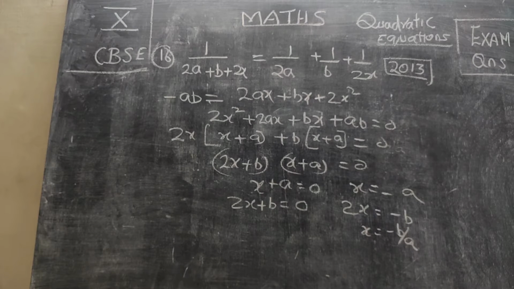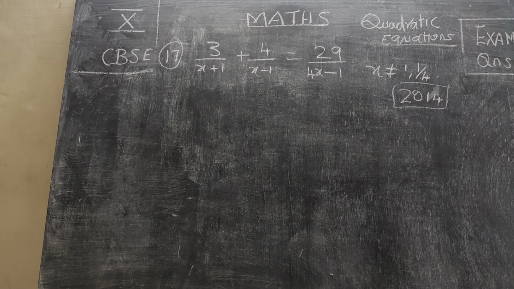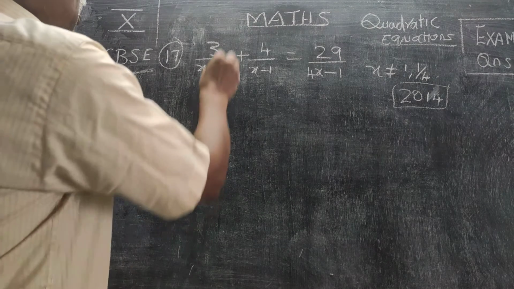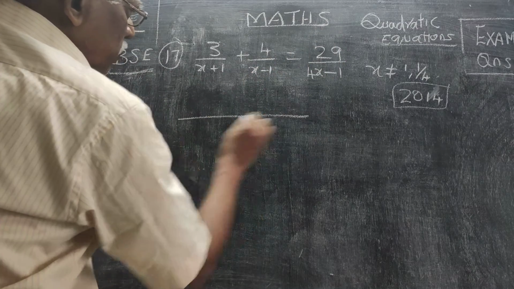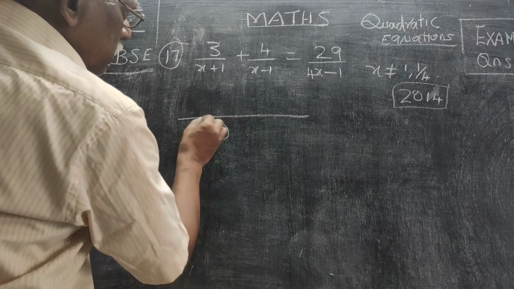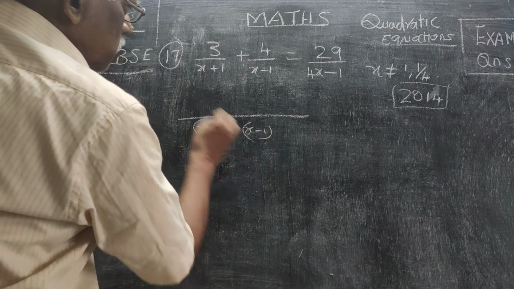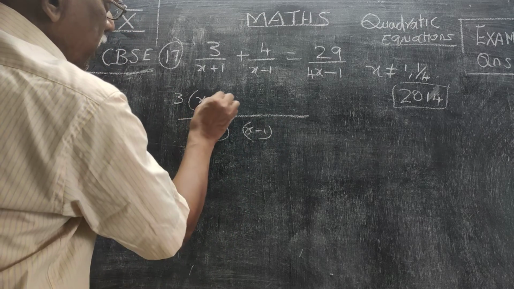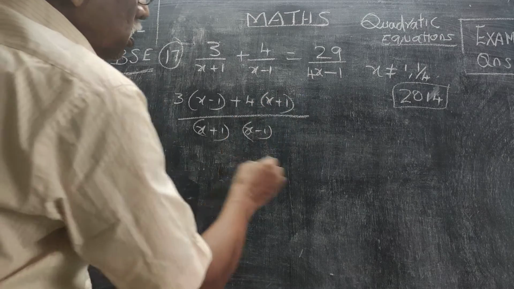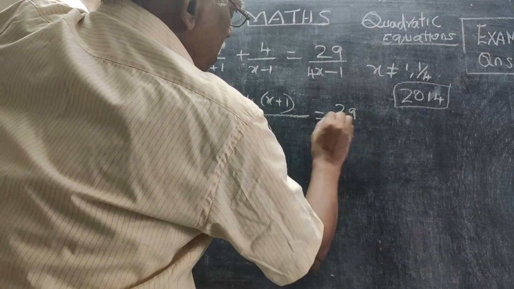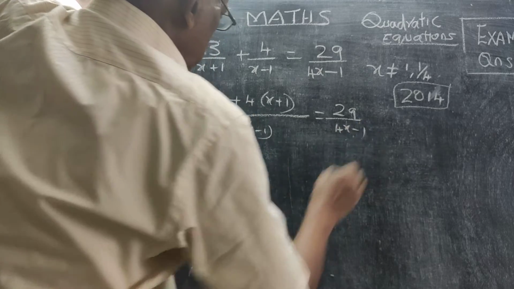Now let me go to question number 17. 3 divided by x plus 1 plus 4 divided by x minus 1 equal to 29 divided by 4x minus 1. Take LCM, so x plus 1 into x minus 1. So here it will be 3 times of x minus 1 and 4 times of x plus 1. That is equal to 29 divided by 4x minus 1.